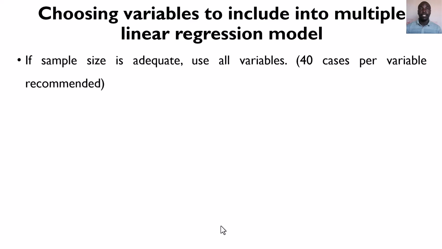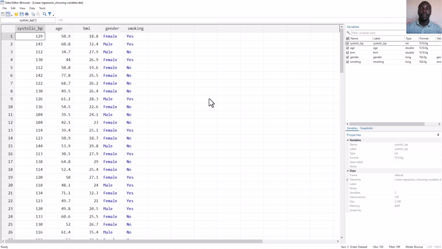analysis. First of all, if you have got adequate sample size, then you can include all the variables into your linear regression model. By adequate, we mean at least 40 cases per variable. Other books recommend as low as 25 cases per variable. However, this also depends on the type of study you're conducting. Sometimes some studies really you cannot have the leverage of having all that required sample size, so you can always consult your subject matter experts in that field. This is what we mean.